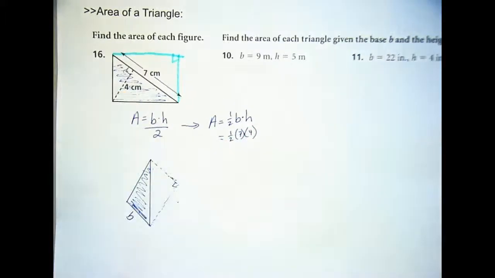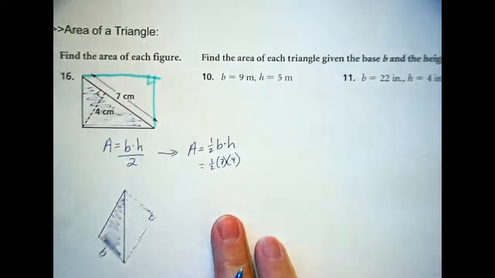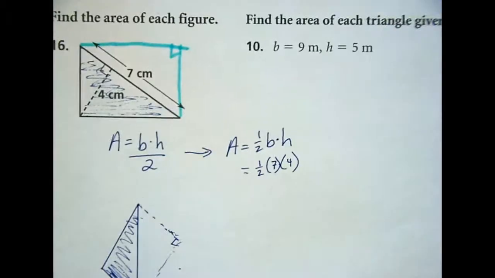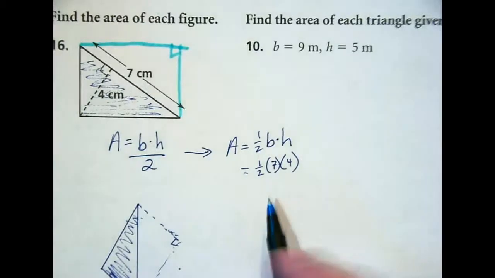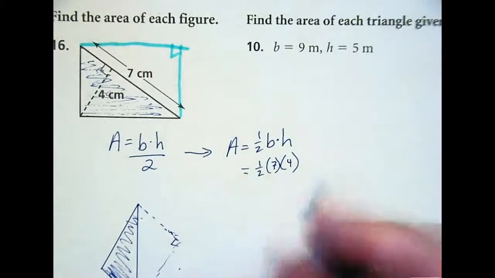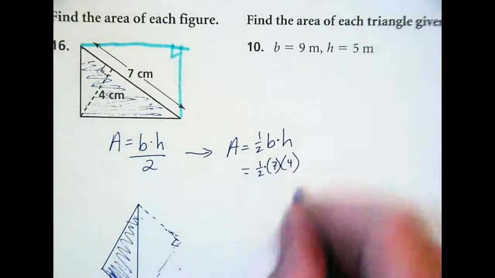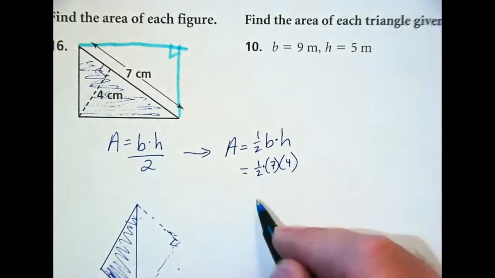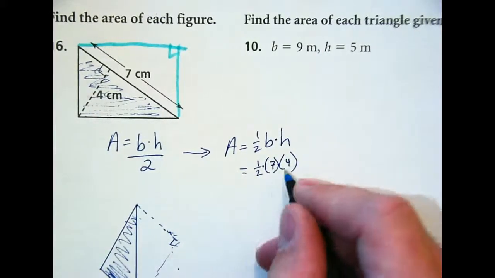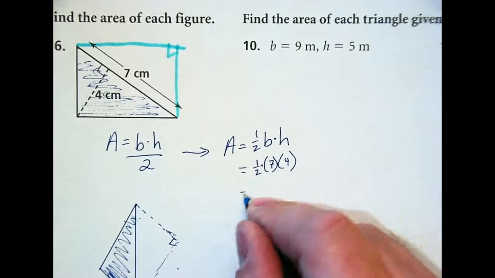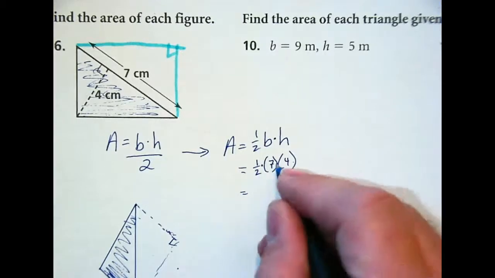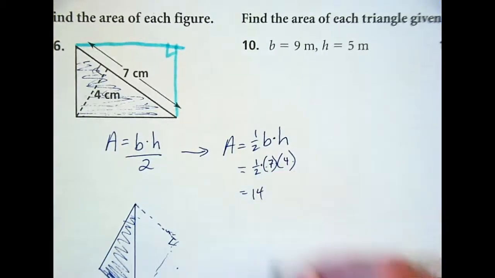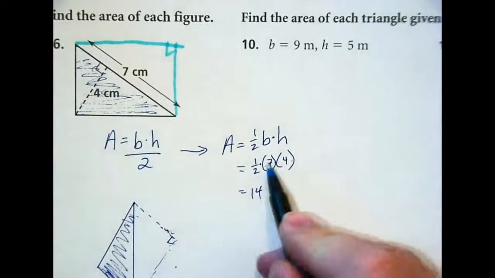Now a quick trick for those of you who say, well, I can do that in my head, or I can't do it in my head. When you're dealing with a fraction and you're multiplying it through, you only have to take half of one of these two numbers. Which one's easiest to take half of? 4. What's half of 4? 2. Well, 2 times 7 is 14. Now most of you would do that in your head.